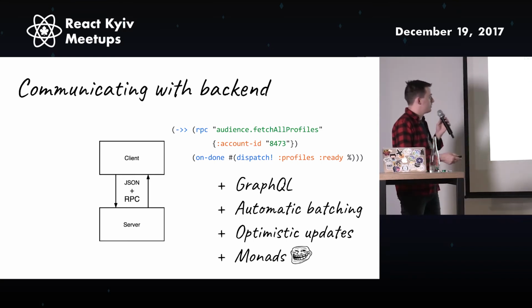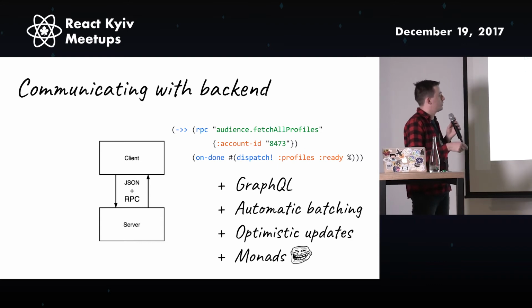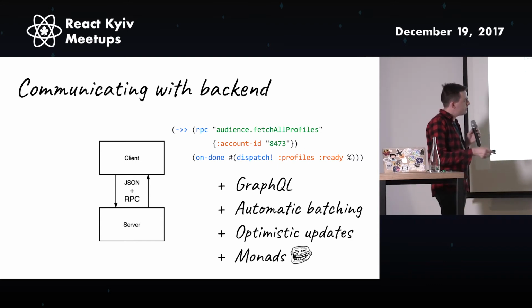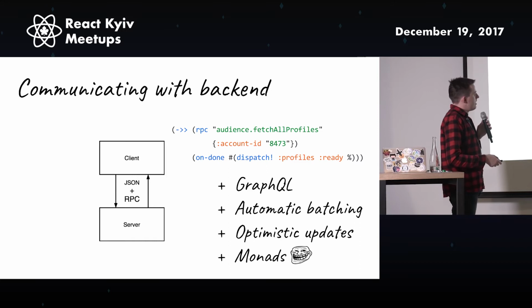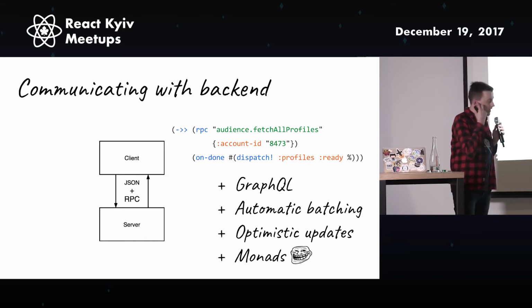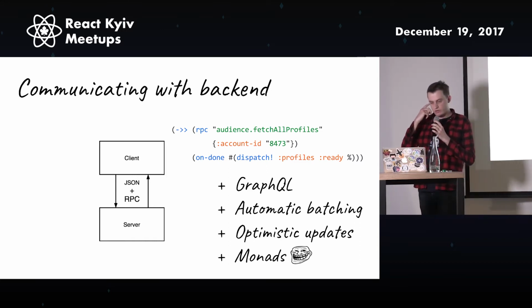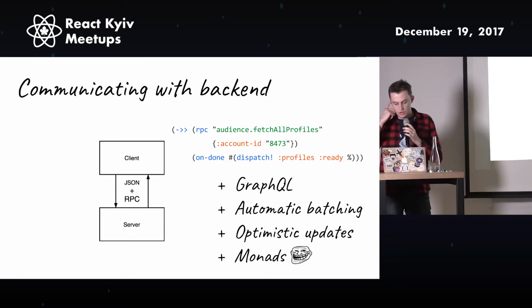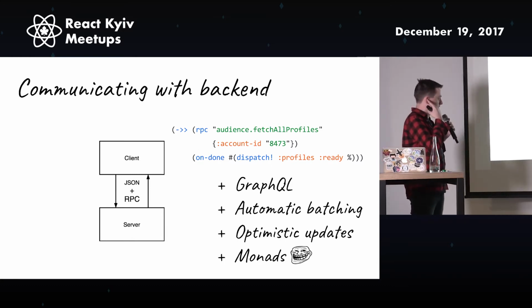So that's what we're selecting. That's how it looks in Clojure. Okay, another part is communication with the backend. So we are using GraphQL and also JSON RPC.